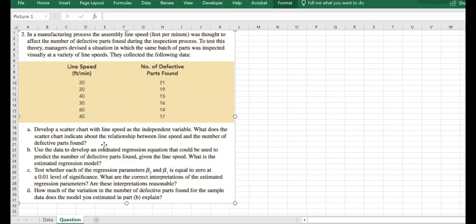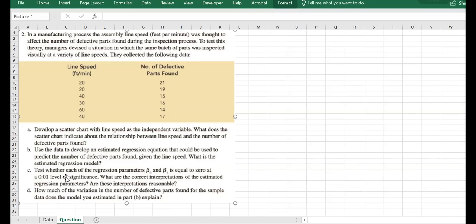Second, we want to develop an estimated regression equation that can be used to predict the dependent variable based on the independent variable, line speed. So line speed is going to be our predictor, and the number of defective parts is going to be our dependent variable.